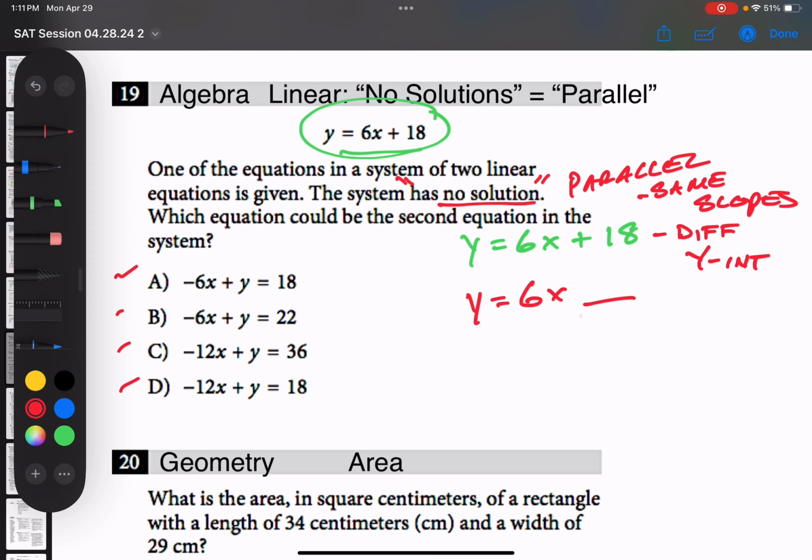All right, here we go. So let's take a look at our answers from the bottom up. If I'm going to solve for y for answer choice D, I'm going to get y equals a positive 12x plus 18.